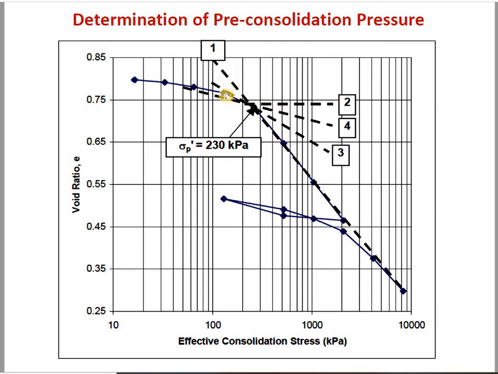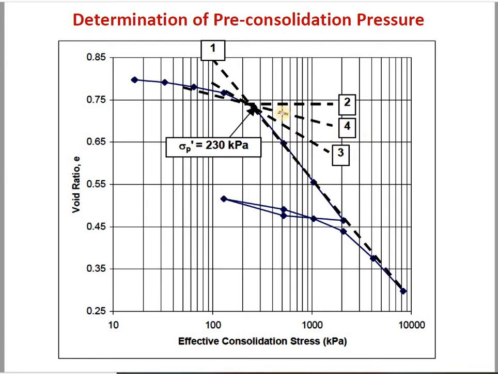Then you draw a tangent to the point of maximum curvature. So here this is the point of maximum curvature. You draw a tangent to that point. Now, at that maximum curvature you draw a horizontal line, such that the line bisects that curve. So again you have this horizontal line. Now you draw a bisector to this horizontal line as well as this tangent.